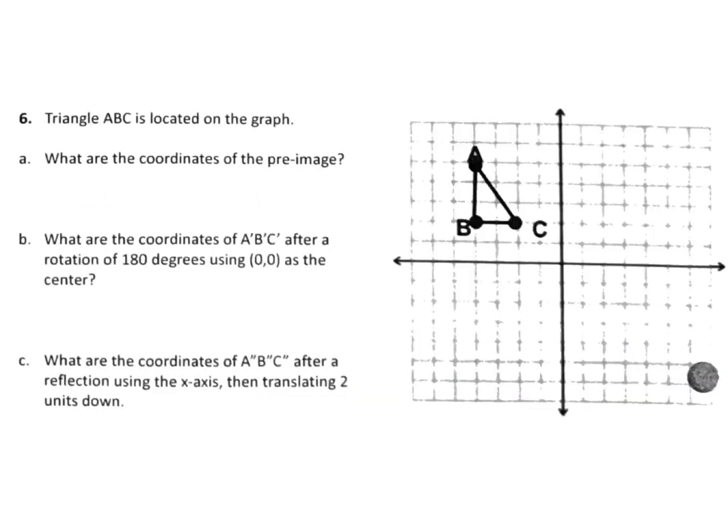Okay, what are the coordinates of the pre-image? Okay, so here we go. So the pre-image, A looks like it's back 4 and up 5. So -4, 5. B is also back 4 but up 2. And C is back 2, up 2.